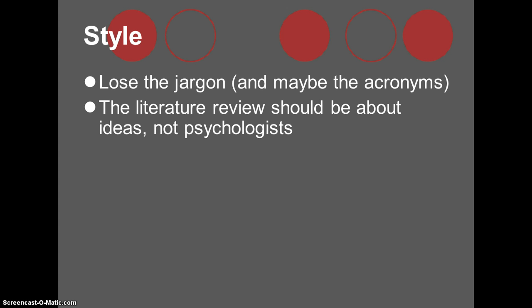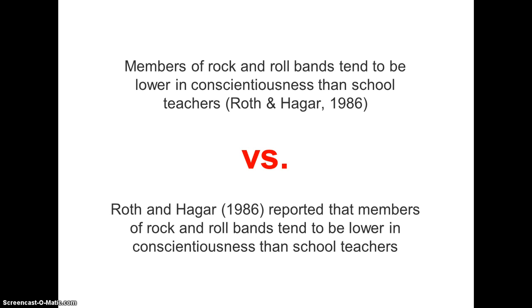Number two, the literature review should be about ideas and not psychologists. Let me give you an example of what I mean by this. In practical terms, what that means is that you may want to avoid starting sentences with the names of psychologists, that is to say, psychological researchers who produced the research that's going to be reported or summarized in your introduction.